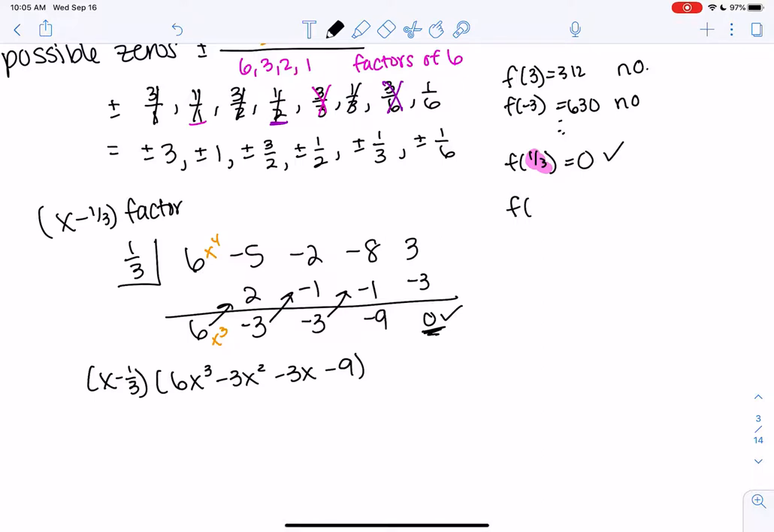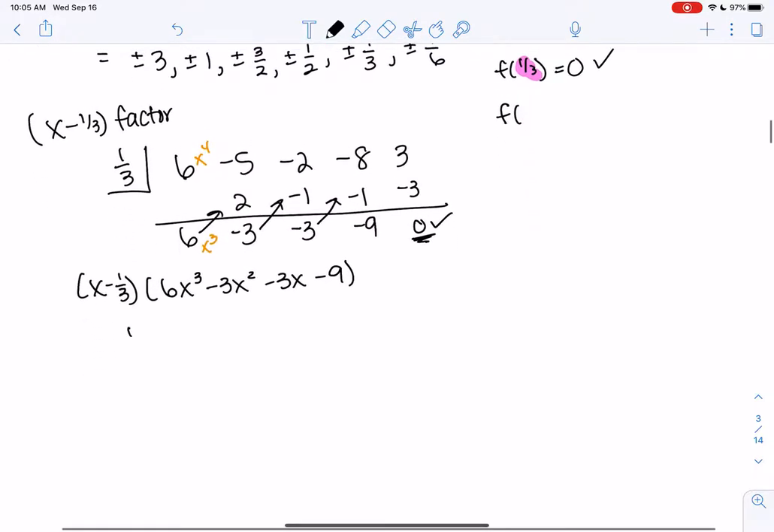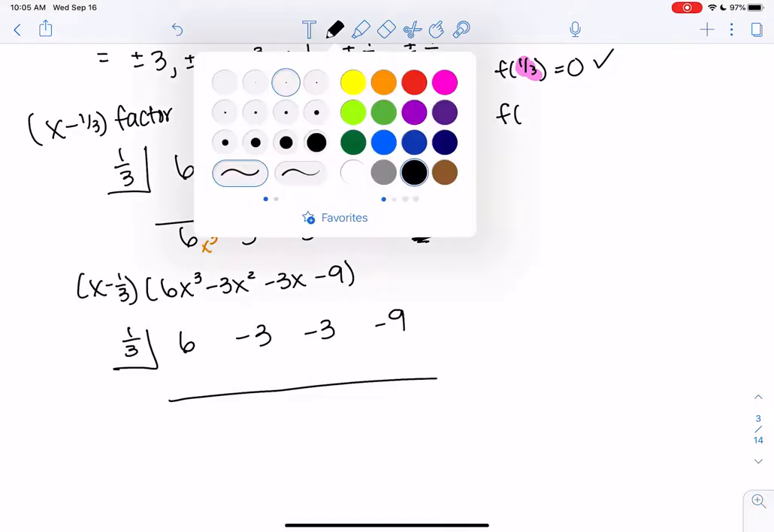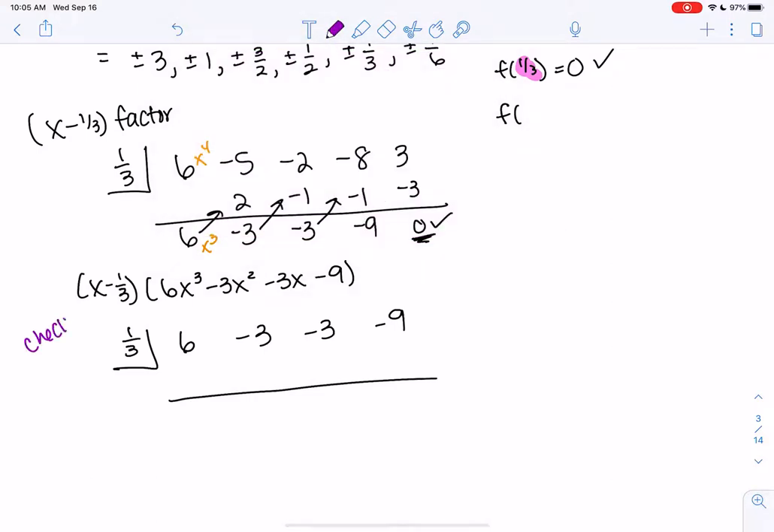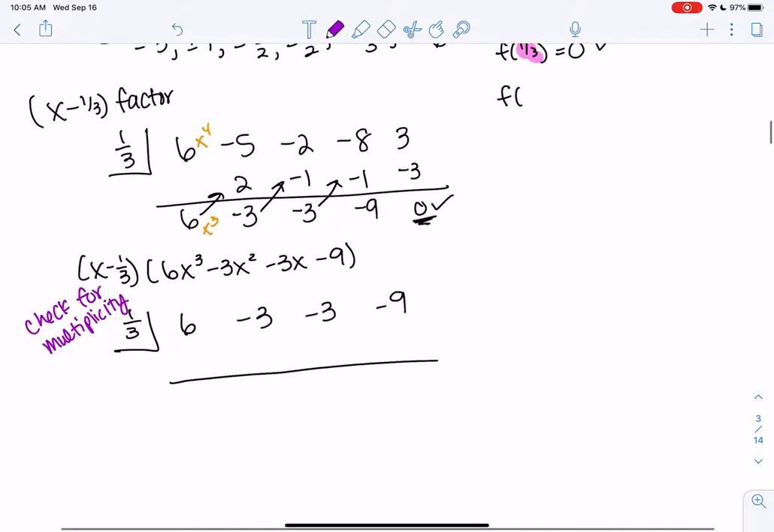So let's plug a couple more in. So we got 1/3. It's possible that 1/3 would work again, because it could be multiplicity 2. So something we might check is if I divide 1/3 again, does it work? If something has a multiplicity of 2, you should be able to divide it twice. So we get 6, 1/3 times 6 brings me to 2, negative 1, negative 1/3, this isn't looking good.